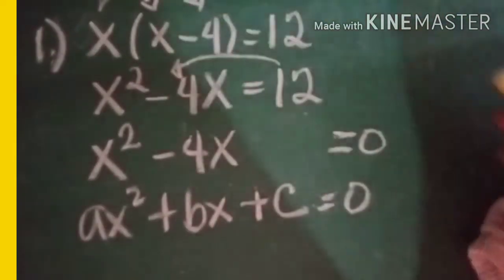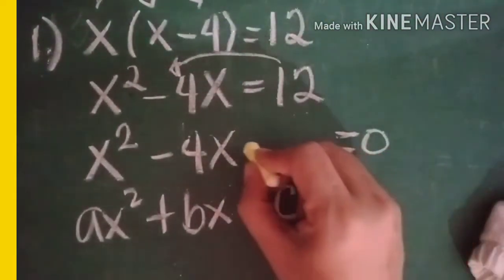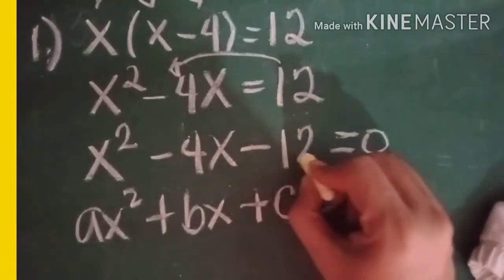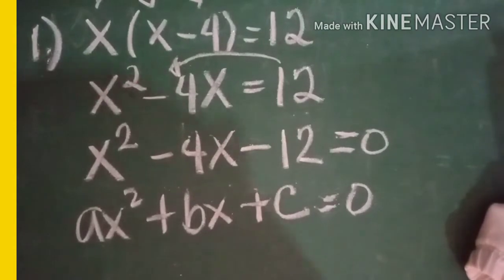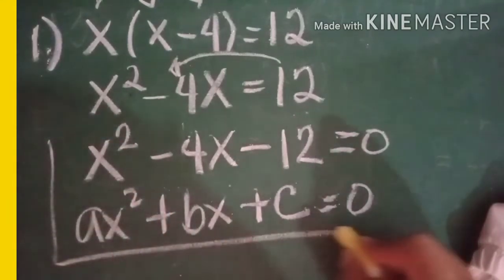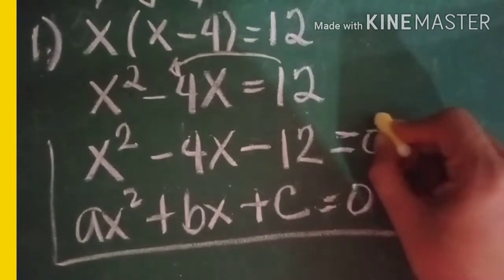Pwede natin gamitin yung addition property of equality, but this time shortcut ang gagawin ko. Pag naglilipat tayo ng 12, positive 12 magiging negative 12. Mapapalitan yung sign. So now we have the equation x squared minus 4x minus 12 equals 0.